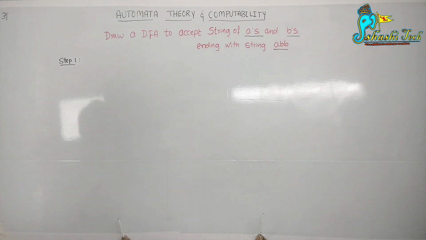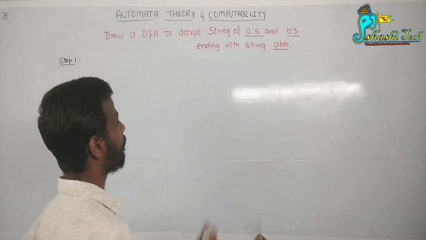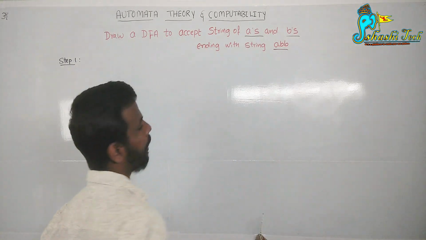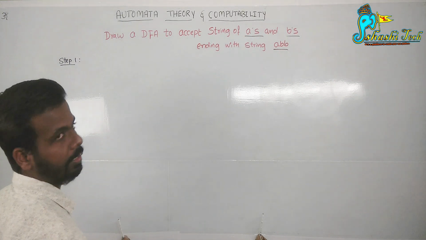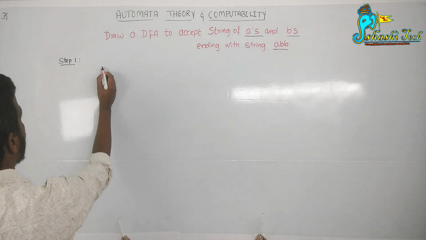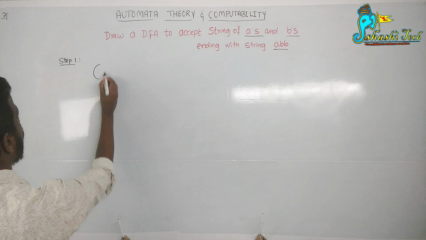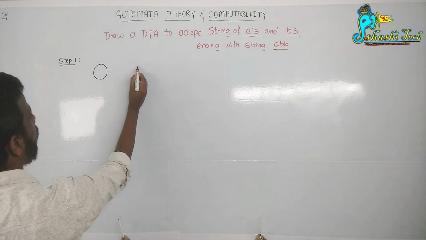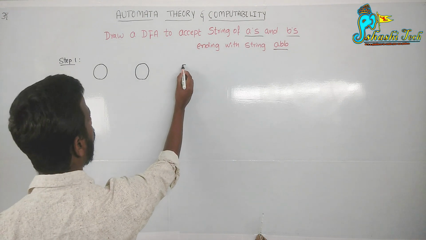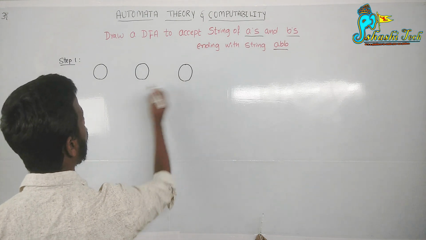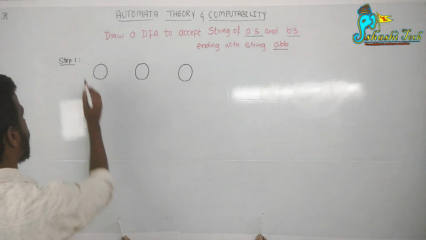So let us consider the first step. What does the first step say? We need to identify the minimum string. Here the minimum string is given as ABB. In order to accept that string, how many states do we require? State 1, state 2 and state 3.